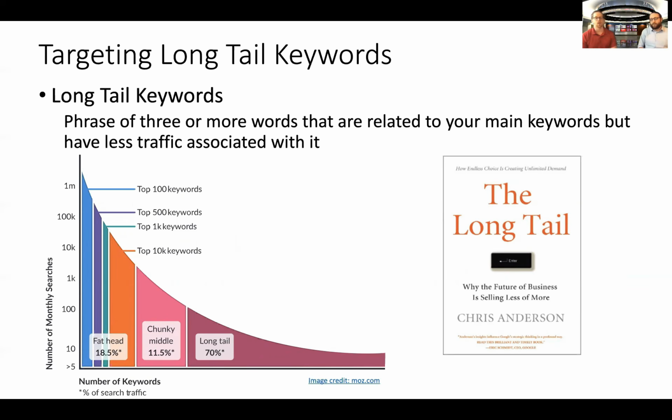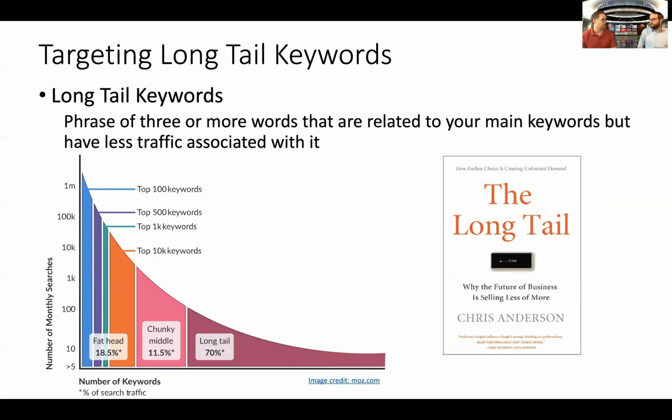All right, so long tail keywords, we really like to focus on long tail keywords for a few reasons. Basically, a long tail keyword is a phrase of 3 or more words that are related to your main keyword, but they have less traffic associated with it. So if you went back and watched the Australian SEO video, the I want to rank #1 on Google, it's I want to rank #1 on Google for credit cards. Now, that would be a very, very hard term to rank first for on Google. So you have to start thinking, like, what are some phrases that I can rank for?